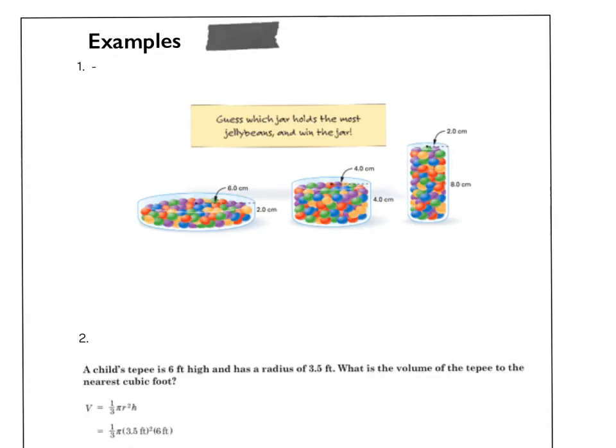All right, let's look at one example here. Example number 1 says, guess which jar holds the most jelly beans and win the jar. Wow, is it jar 1, 2, or jar 3? We see these are cylinders, so we should be able to figure out the volume of cylinders. The volume is going to be equal to the area of the base. I know that the base here is a circle. So that circle's area is pi times the radius, which is 6 squared, times the height, which is 2. And I'm going to do the same thing for the next 2. So there we have it.